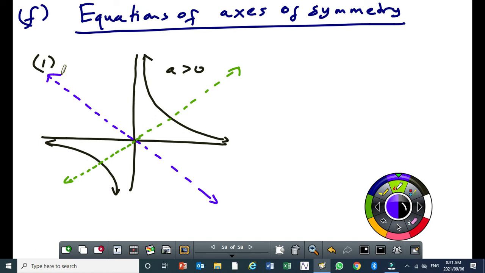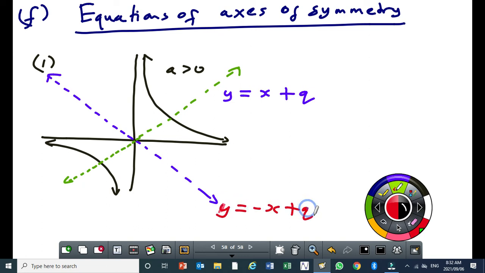Right? So the general equation for the one with the positive gradient will be y equal to x plus q. Okay? And then for the one with the negative gradient, it will be y equal to minus x plus q. Please just remove this one here because I'm just going to summarize that.